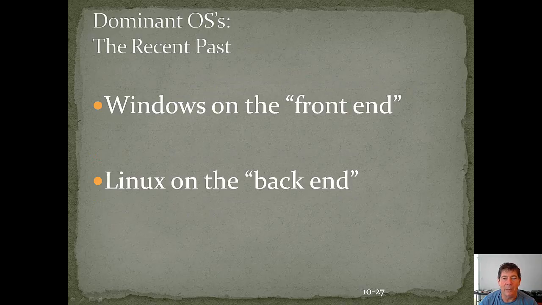So what are the dominant OSs? Well, Windows for the front end is the most common. Now, if you're a Mac person, I can hear you now. Yeah, Mac this, Mac that. But right now, Windows dominates. On the back end, Linux is the dominant force. And even though I develop for Windows servers on the back end, most of the world develops for Linux on the back end.